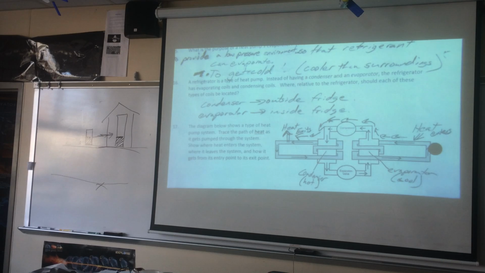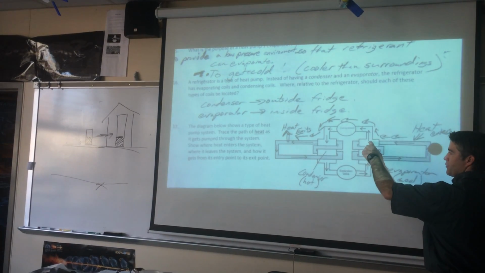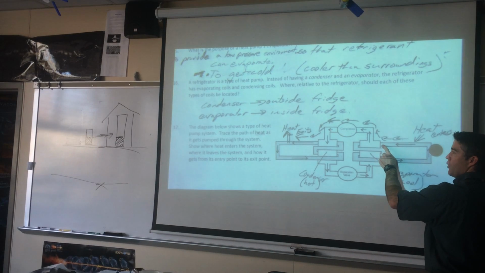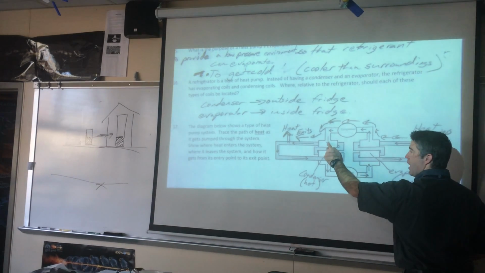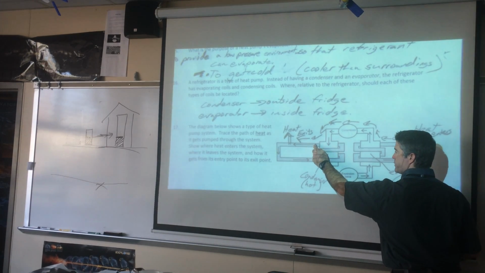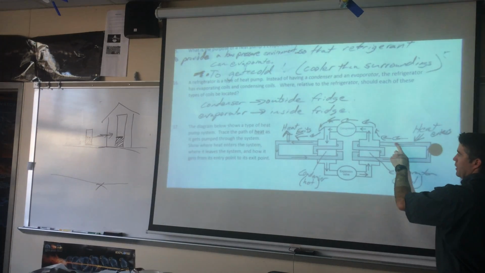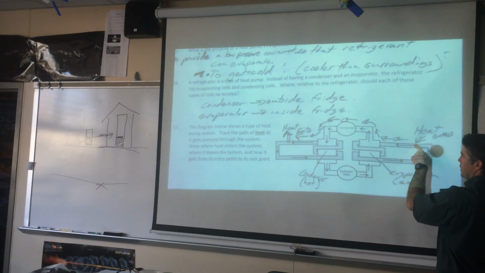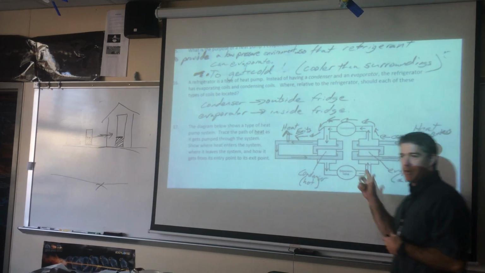So let me try to say it all a different way. This is really cold, so heat's going to go into it. So heat goes from here into there. This is really hot, so heat's going to come out of it. So heat goes from here into this, and from here out into the house. If heat's going into this, it's got to get in from the house. Any other questions about this?